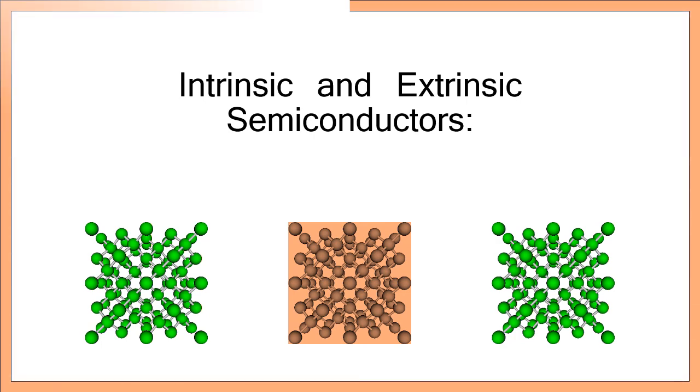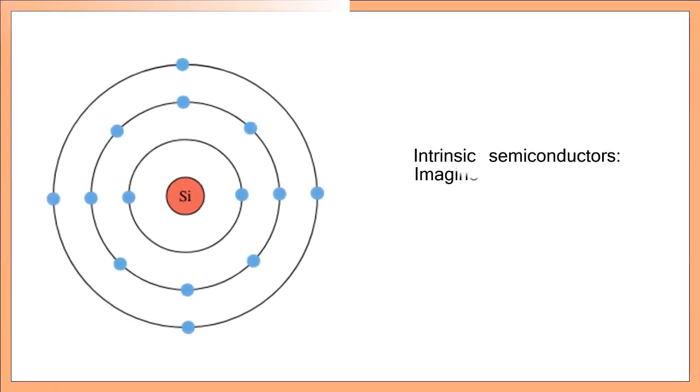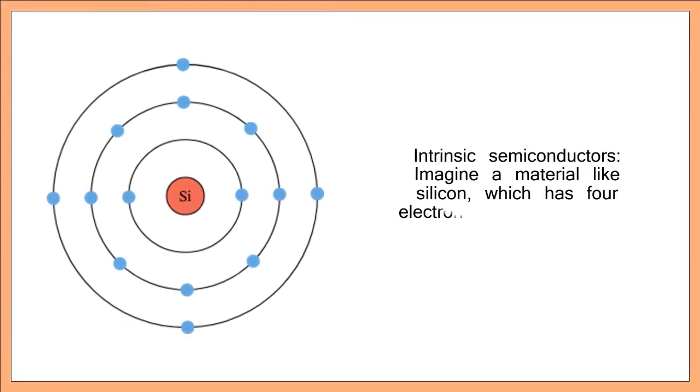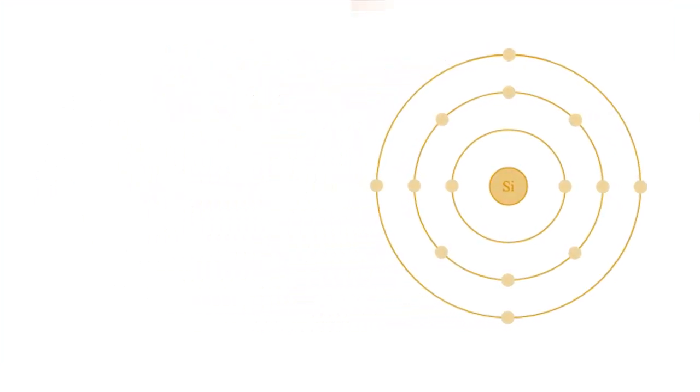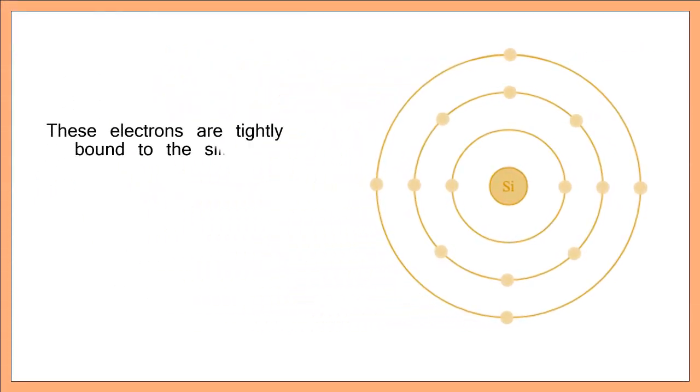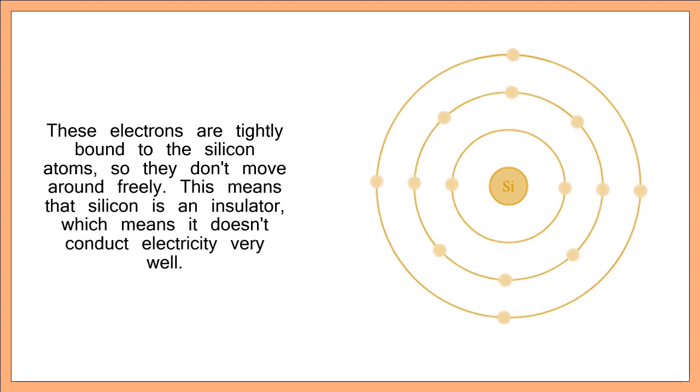Intrinsic and Extrinsic Semiconductors. Intrinsic semiconductors. Imagine a material like silicon, which has 4 electrons in its outer shell, valence electrons. These electrons are tightly bound to the silicon atoms, so they don't move around freely. This means that silicon is an insulator, which means it doesn't conduct electricity very well.